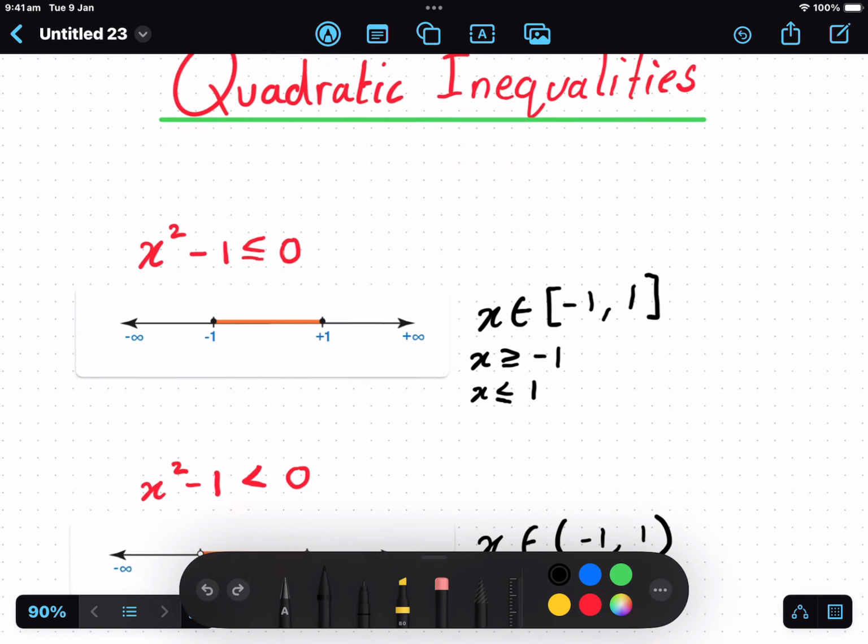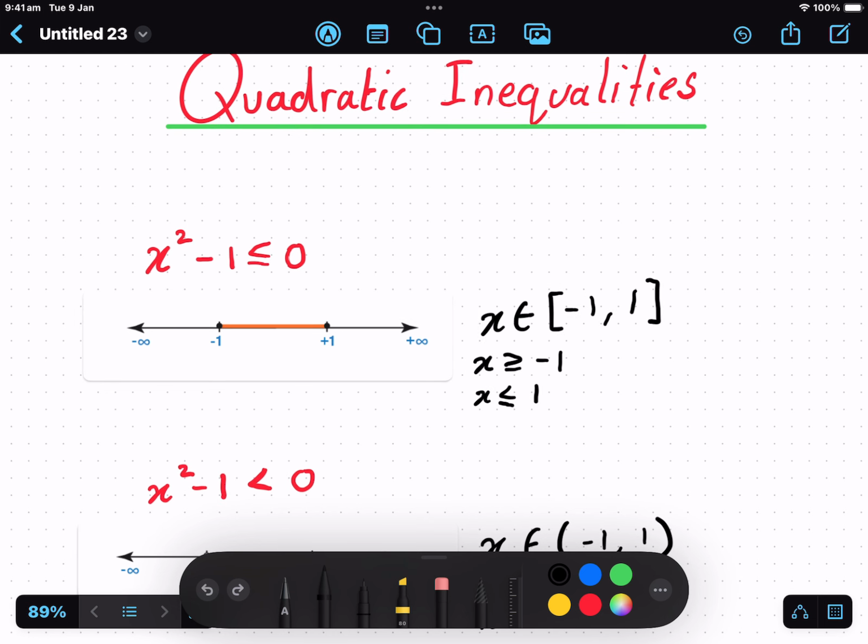So let's start off with the first example now. Our first example is x squared minus 1 is less than or equal to 0. Whenever it's less than or equal to, the dot over here is always going to be closed, so it's going to be fully shaded in. And whenever we have less than or equal to, the bracket is always going to be a square bracket, as you can see here.